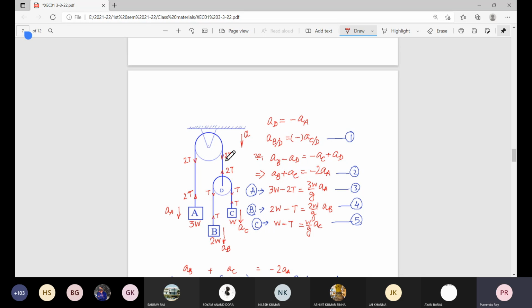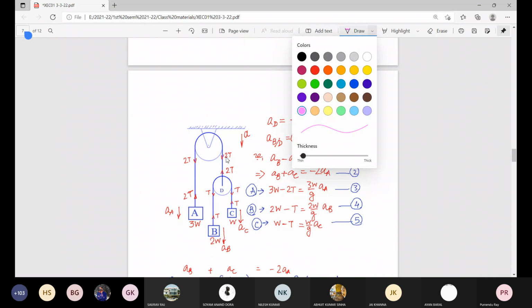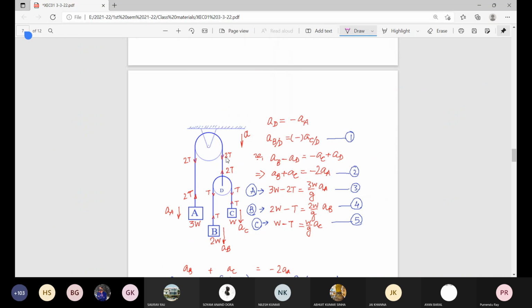So for block A, this is 3W minus twice T, that is 3W divided by g, that is the mass, multiplied by acceleration AA. We are not talking about the actual or real direction of this acceleration, but as if all the accelerations are positive and along this downward direction, as it is shown.